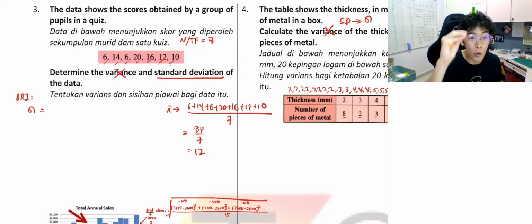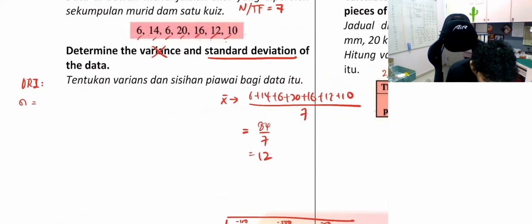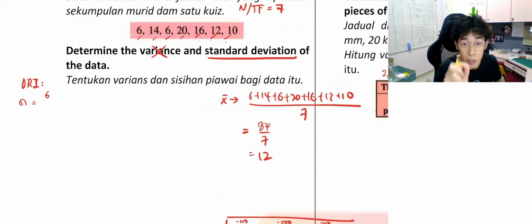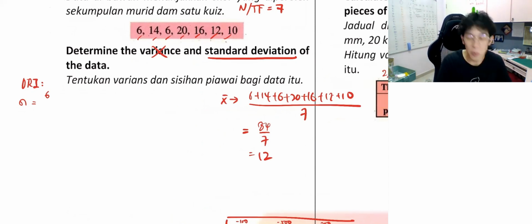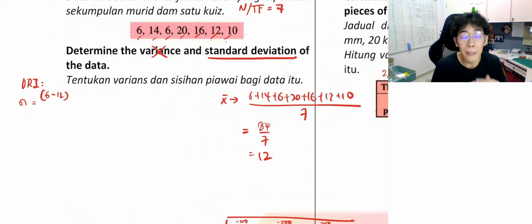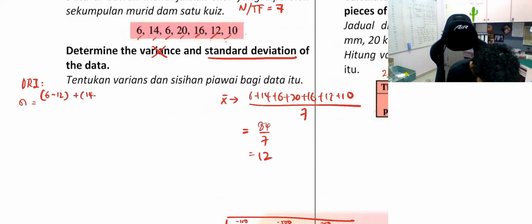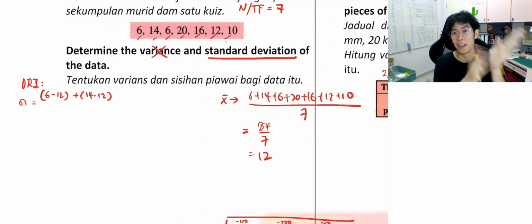Now, see, the original way. 6 is the original value, right? Then we compare to the standard. So 6 only, our standard 12 is so much higher. So I minus 12. Can you see? It's a negative 6. So it means it's lesser than the standard by 6 marks. You get what I mean? Then after that, I have to add 14 minus 12. It's a positive 2. It means higher than the standard by 2 marks.